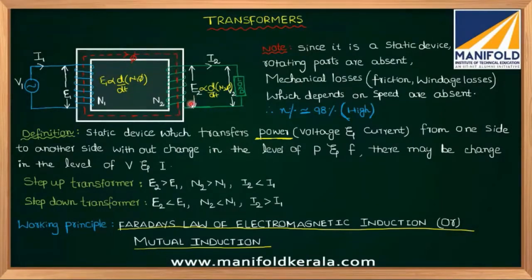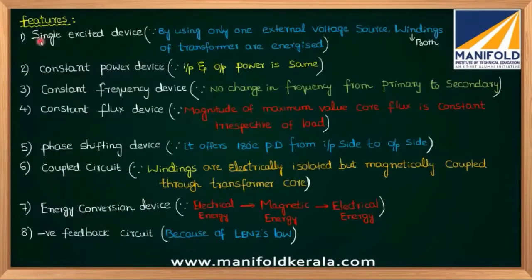That's the reason why we can call the transformer a singly excited device. If you look at your notes, the transformer is a singly excited device. What is the reason? By using only one external voltage source, both windings are energized. If you take the example of a two-winding transformer, primary and secondary; or a three-winding transformer with primary, secondary and tertiary windings, EMF will be induced in all three because of only one voltage source connected across the primary side. Is it clear, guys? Any number of windings can be energized using only one external voltage source. That's the reason why you can call the transformer a singly excited device.